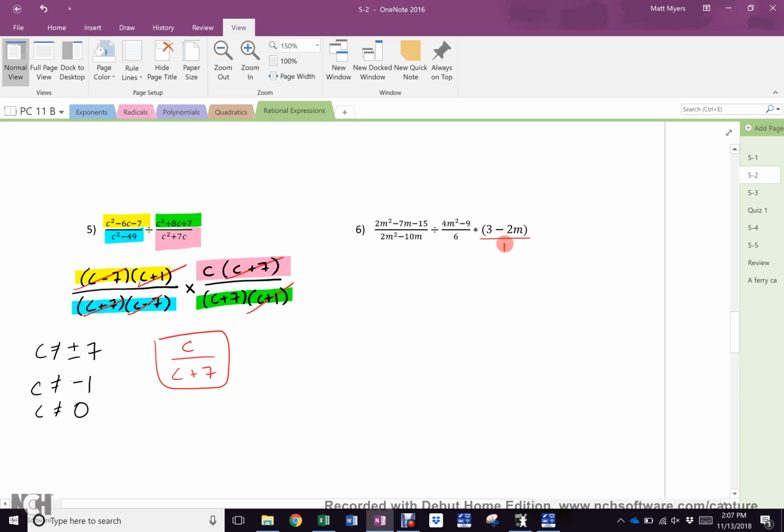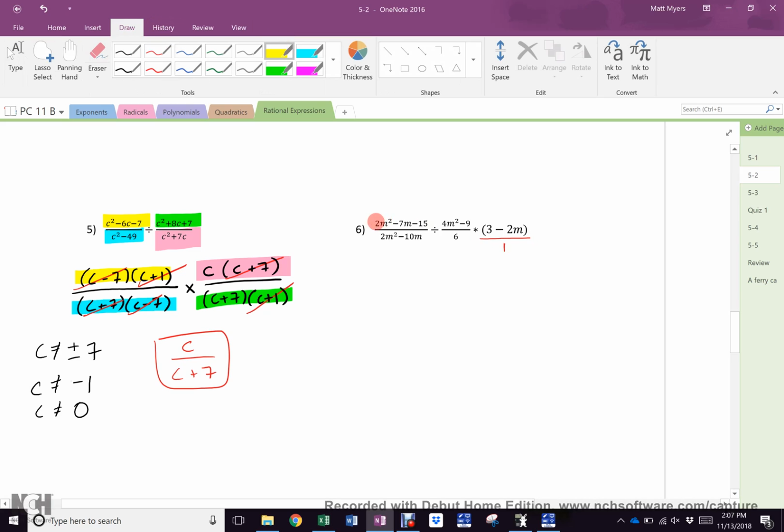There you go. Now it's easier to deal with. What am I going to do there? You're going to factor it. What is it? Do people need to be reminded how to factor these? Yes? No? Maybe?